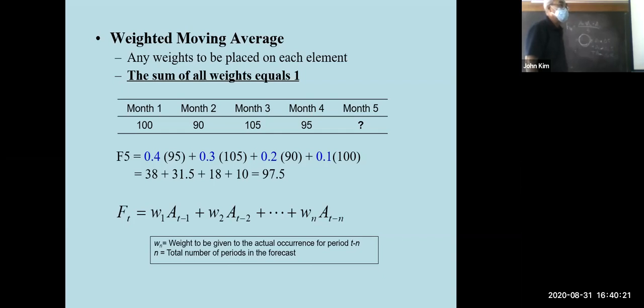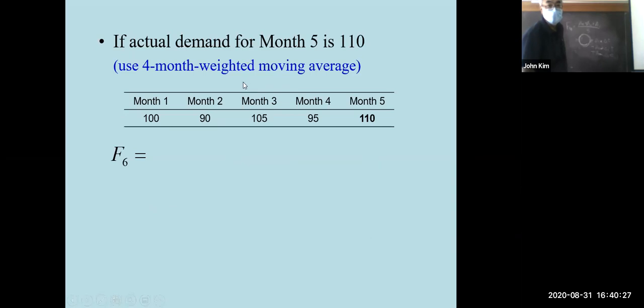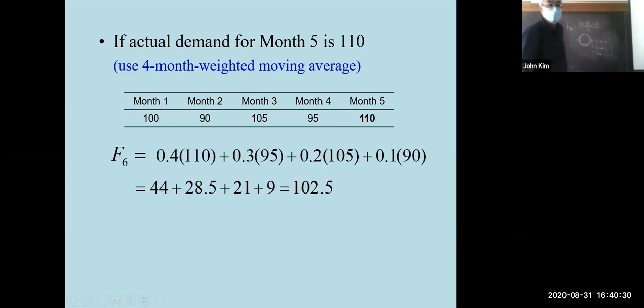That means 100%. And then an exam-style practice, F6. F6 is A5 times 0.4, apply the same weights. So 0.4 times month 5, 110, plus 0.3 times second most recent month 4, 95, plus 0.2 times 105, plus 0.1 times 90, that is 1025.